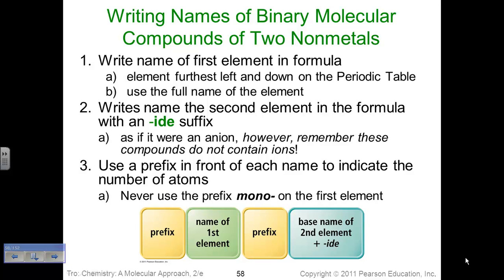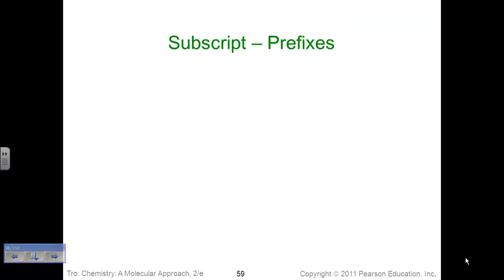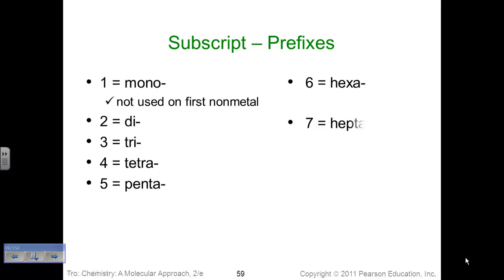So, in a little flowchart down at the bottom of this slide, we hear a prefix followed by the name of the first element. We then hear a prefix followed by the name of the second element that ends with IDE. This is actually quite easy to catch on to, probably easier than the ionic compounds where we had to consider charges and crisscrossing to find subscripts to create an electrically neutral compound. We had to consider polyatomic ions versus monoatomic ions in the last category. I think this category is probably the easiest of all the compounds to name.